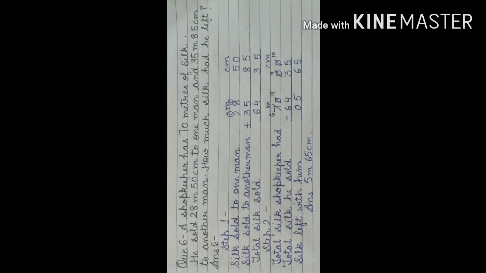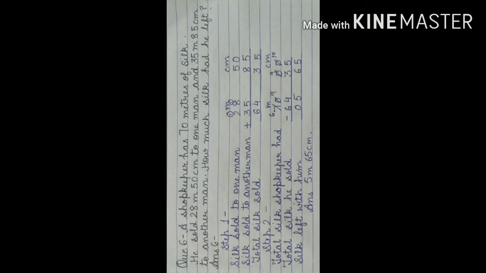A shopkeeper has 70 meters of silk. He sold 28 meter 50 centimeter to one man and 35 meter 85 centimeter to another man. How much silk had he left? In this question, students, a shopkeeper is there and he has total silk of length 70 meters. To one man, he sold 28 meter 50 centimeter, and to another man, he sold 35 meters 85 centimeter. Now we have to find that how much silk had he left.